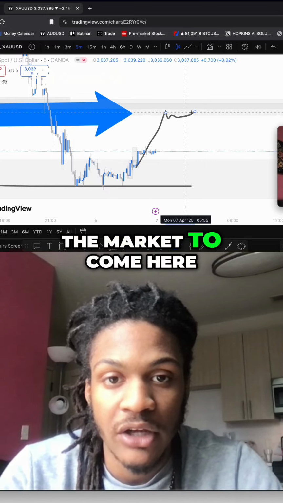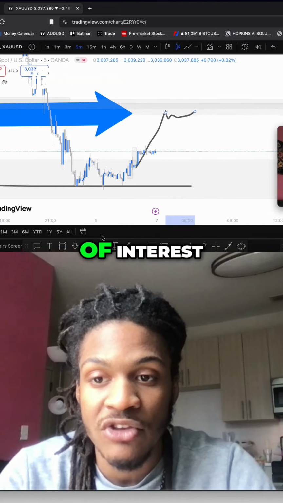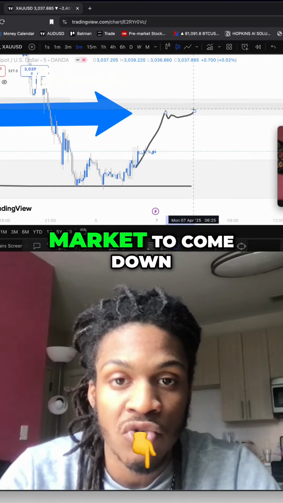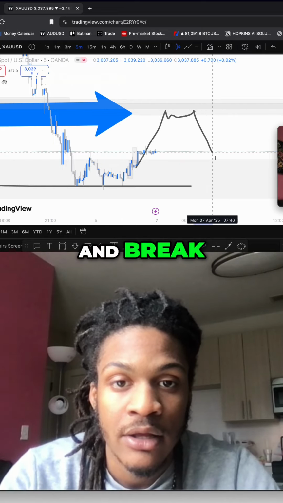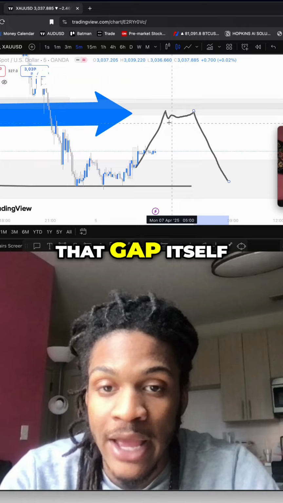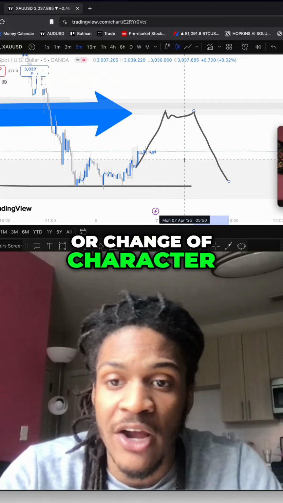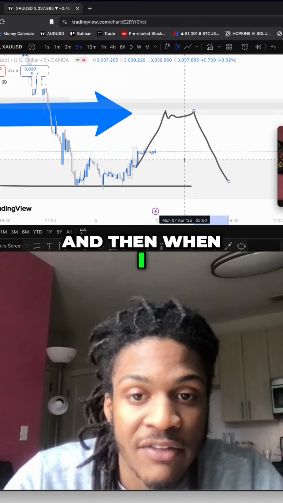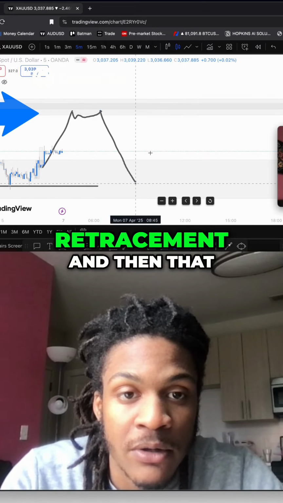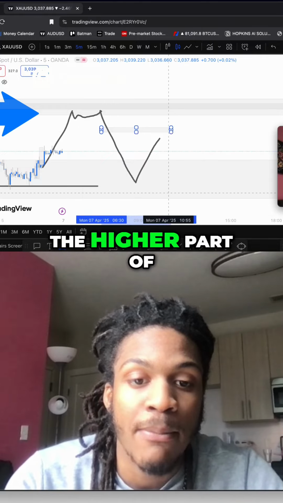So I'm waiting for the market to come here, my point of interest, POI, which stands for point of interest, and I want the market to come down and break and maybe disrupt the trend that came up to that gap itself. So by disrupt, I mean I want to wait and see a break of structure or change of character on the way down, and then when I see that, I can enter in on the retracement. And then that retracement can be a gap up here on the higher part of the range.